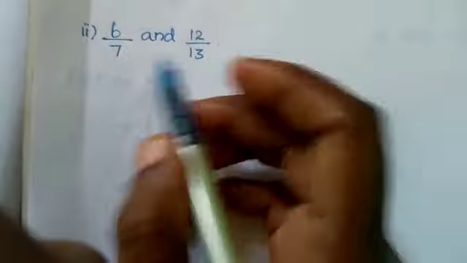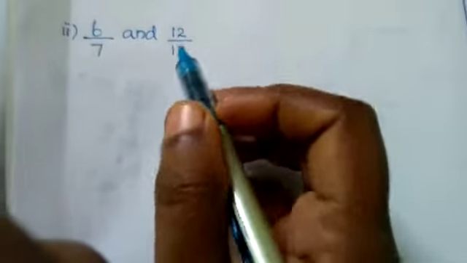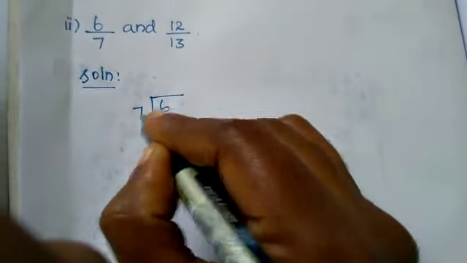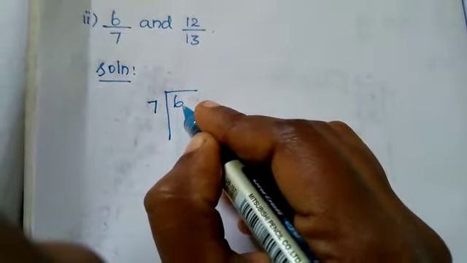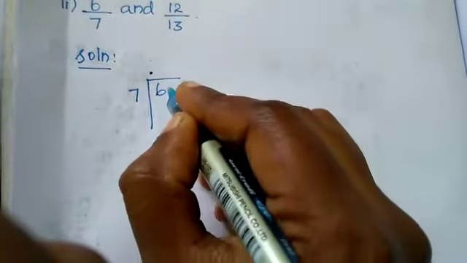Next question is 6 divided by 7 and 12 divided by 13. First we want to make these rational numbers into decimal numbers and then find the irrational numbers. How will you make these rational numbers decimal? By dividing 6 by 7. Now can you divide these two numbers? No, because 6 is the smaller number. So we put a decimal sign and add one 0.